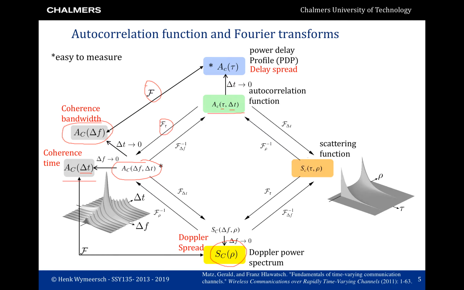We also found this last function, called the scattering function, which is obtained by taking the original autocorrelation function and taking the Fourier transform with respect to delta t. We see there are different paths to reach each autocorrelation function, so we can go down this path, or we could go down this path and obtain the same function.